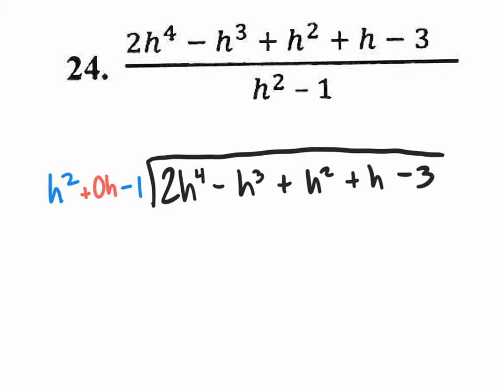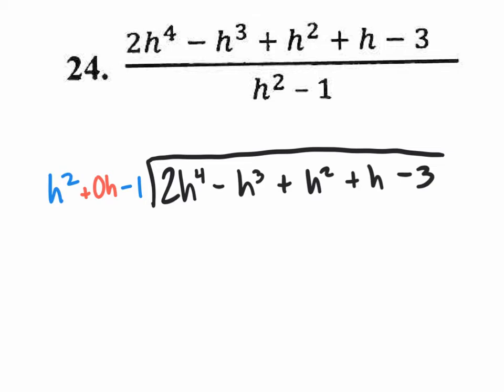Now, just like on long division, you don't think, well, how many times will this guy go into this guy? You don't think of the whole thing, right? You just look at the first term and the first term. So let's look at our first term, h squared, and look at our first term, 2h to the fourth. So h squared times what will get us that identical value, 2h to the fourth? H squared times 2h squared. Yes? H squared times 2h squared will get us this identical value, 2h to the fourth.